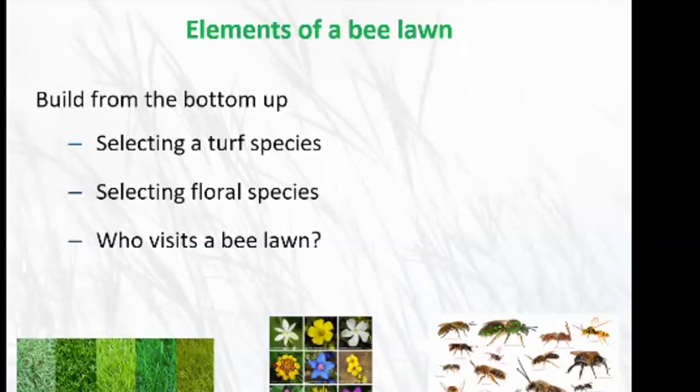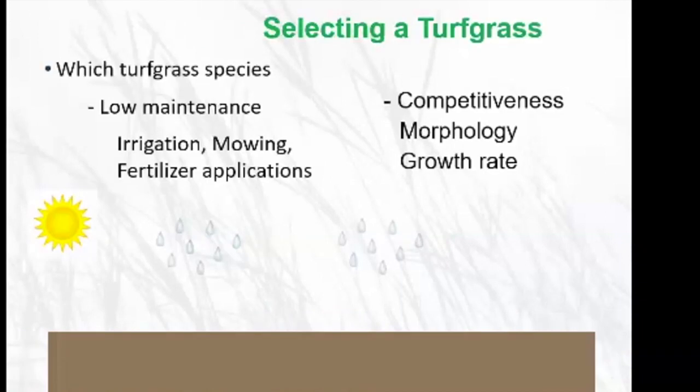From there, we'll be talking about the floral species that make a bee lawn, what flowers can actually work within a lawn setting. There's a lot of competition there. There's a lot of stressors to work through, but there are some flowers that work quite nicely. And finally, the part that I think is most fun, the part that was actually the topic of my graduate student research, is who actually visits a bee lawn. So we'll start first by looking at some turfgrass.